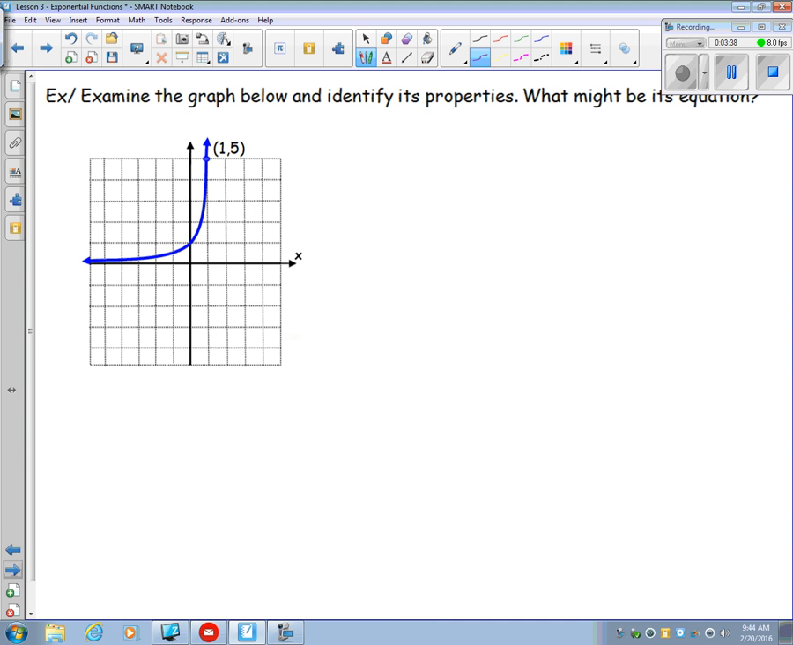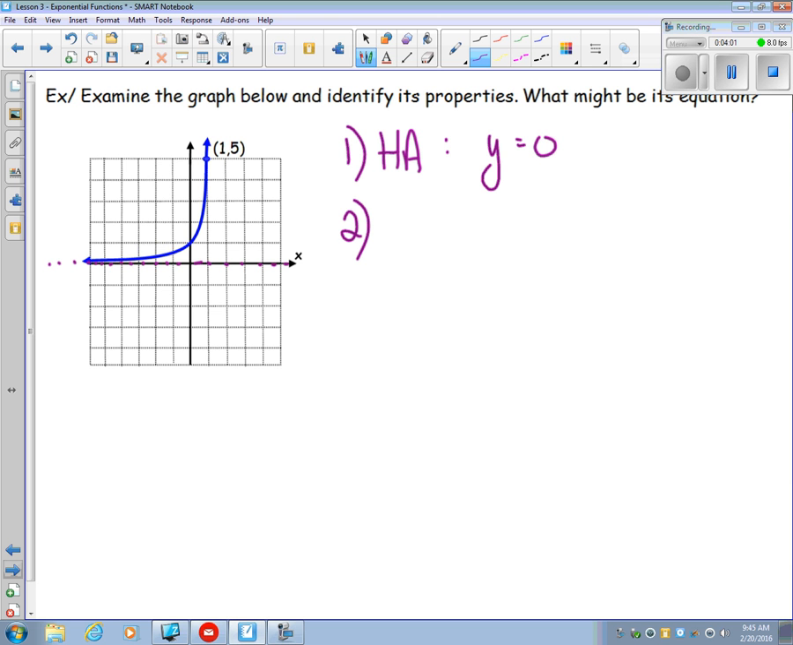Okay, here's our graph. Let's figure out its properties. So property number 1 was our horizontal asymptote, the imaginary line we approach, but we don't cross. I'm going to call that HA for horizontal asymptote. What do we approach but don't cross? Well, that would be this line right down here, right? We're getting closer and closer to it, but we're never touching it. Its equation is y equals 0, the x-axis.